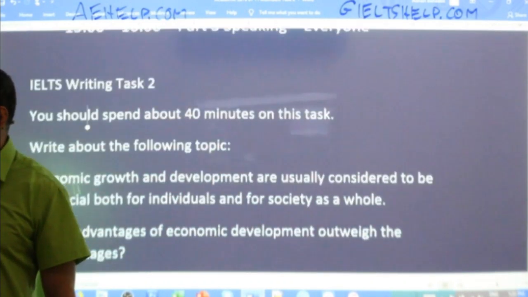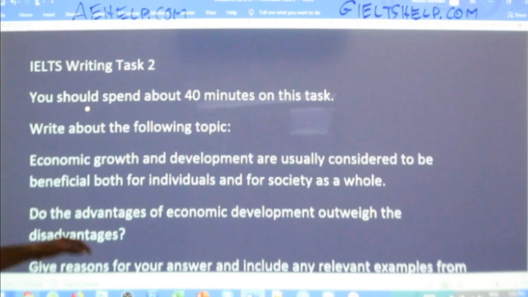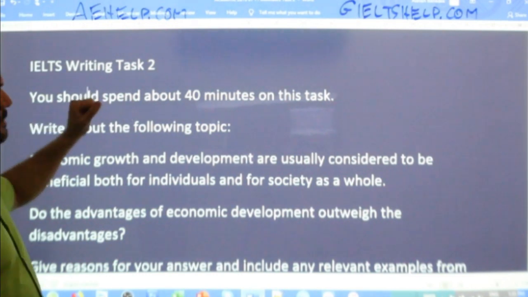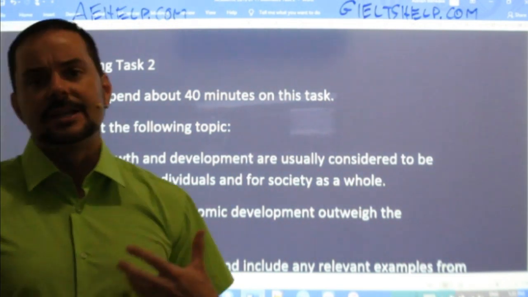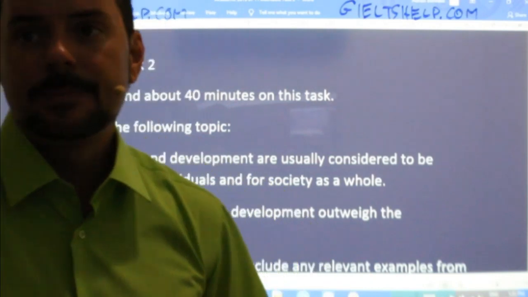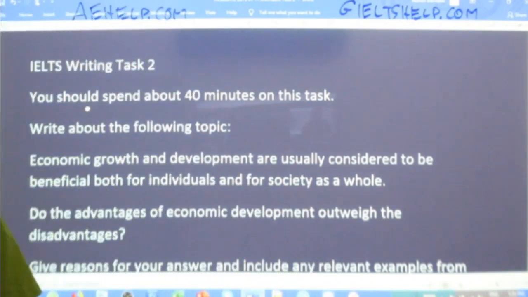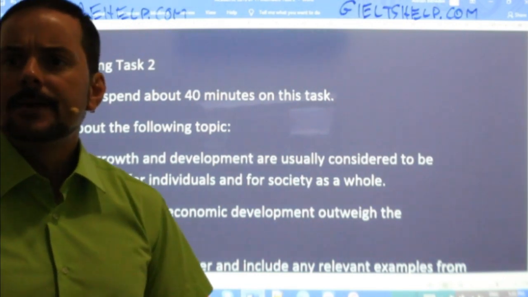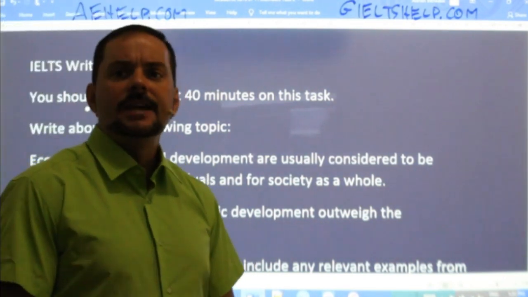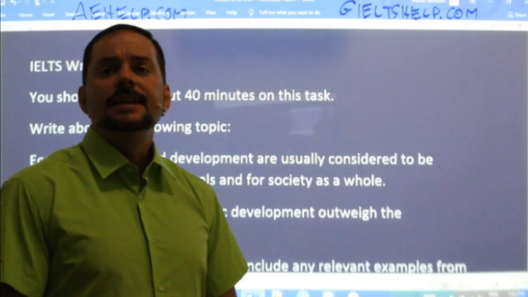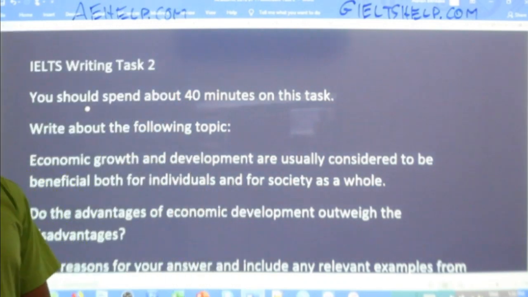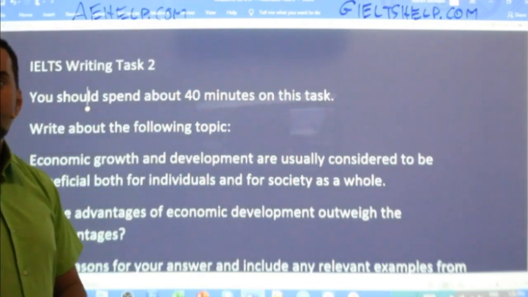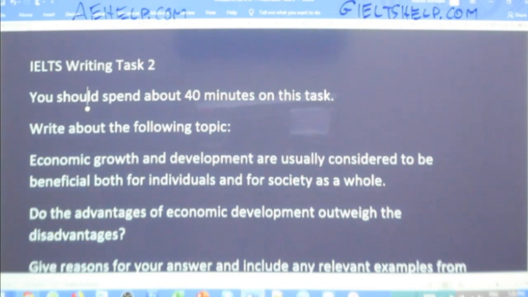Let's take a look at today's question. Here it is. So IELTS writing task 2. You should spend about 40 minutes on this task. And I believe this was a real exam question just recently. Danish is asking about word limits. Danish, yeah, I'll talk about word limit here in just a second, okay? All right, there you are, Rahul. So it is you, I was right.